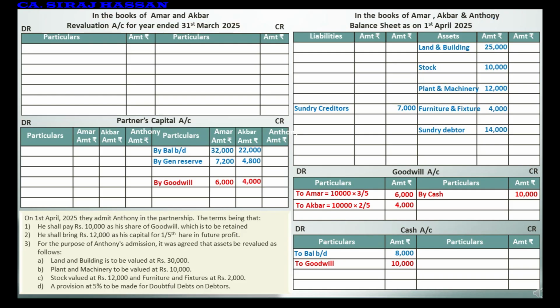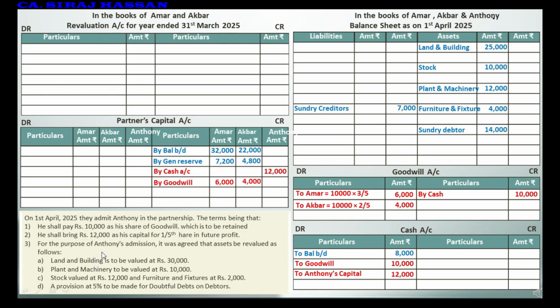his 1/4 share in the future profits. So 12,000 rupees will come into the business, it will come to cash. 12,000 to Anthony's capital. Cash being a real account, and the rule of real accounts is debit what comes in. Since there is a receipt of cash, 12,000 will be debited to the cash account. See, it was given by Anthony, so it will be credited to Anthony's capital account.